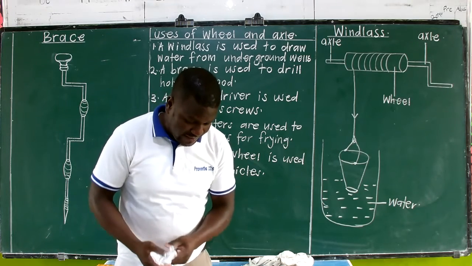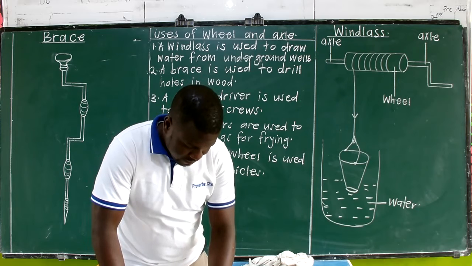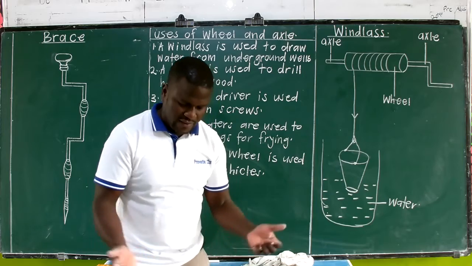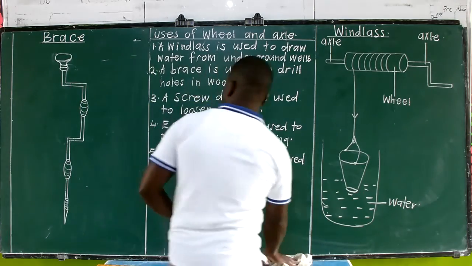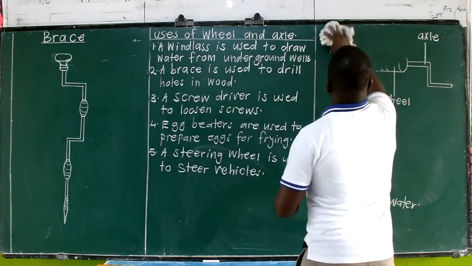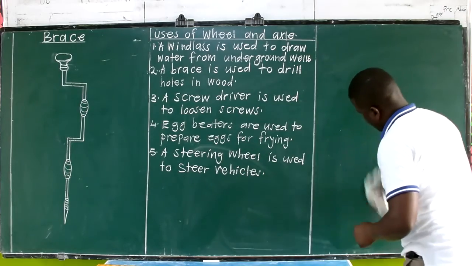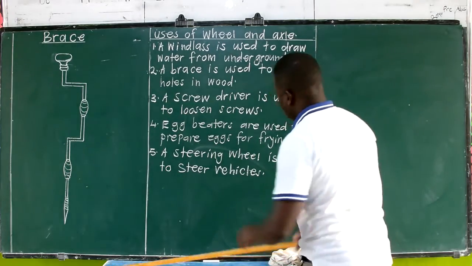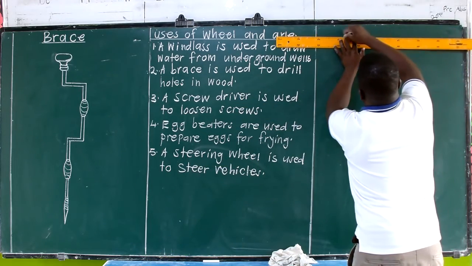So that's how wheel and axle are important. So next, we look at pulleys. We look at pulleys, and that's going to be our next class of simple machines.